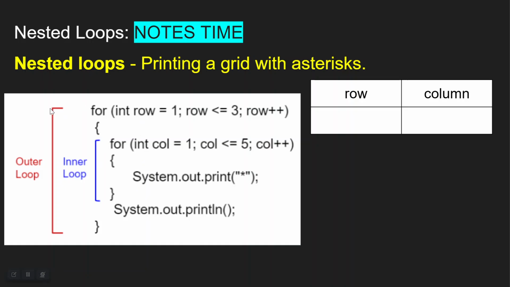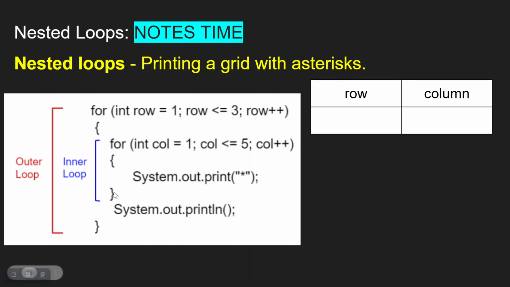First off, our outer loop is this one right here. For int row equals 1, as long as row is less than or equal to 3, row plus plus. So this one's going to start at 1, and then it's going to go up to 2, and then up to 3, and then this one's going to be done. So this outer for loop we know is going to iterate 3 times.